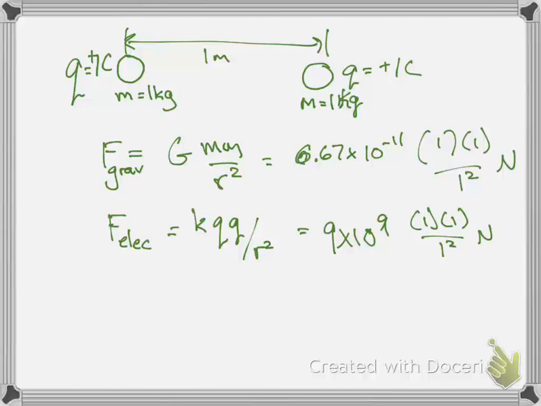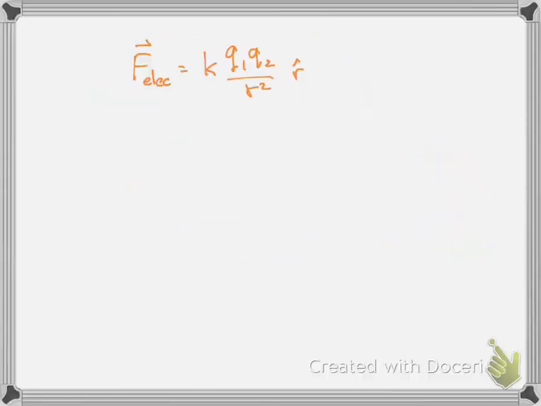So, for instance, when you take two fundamental charges, two electrons, and you put those 1 meter apart, their electric force of repulsion is always going to be much greater than their gravitational force of attraction. The electric force is a much larger force than the gravitational force.